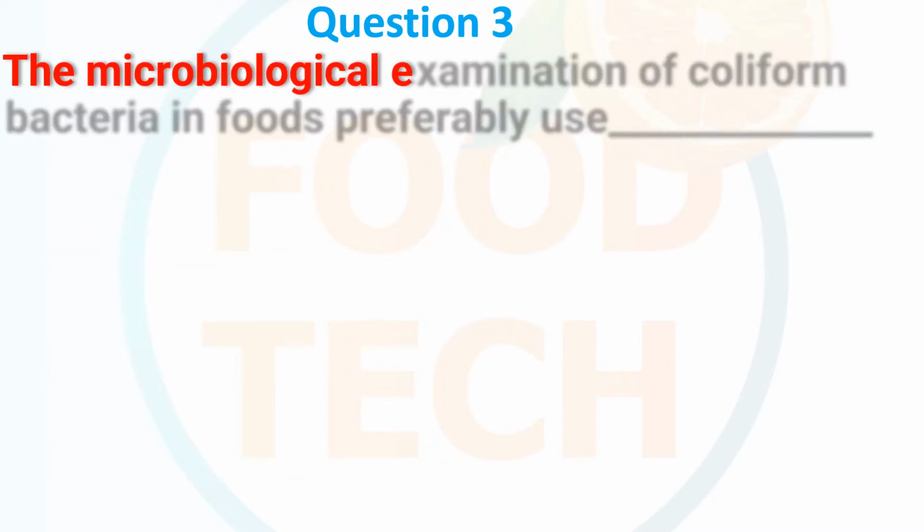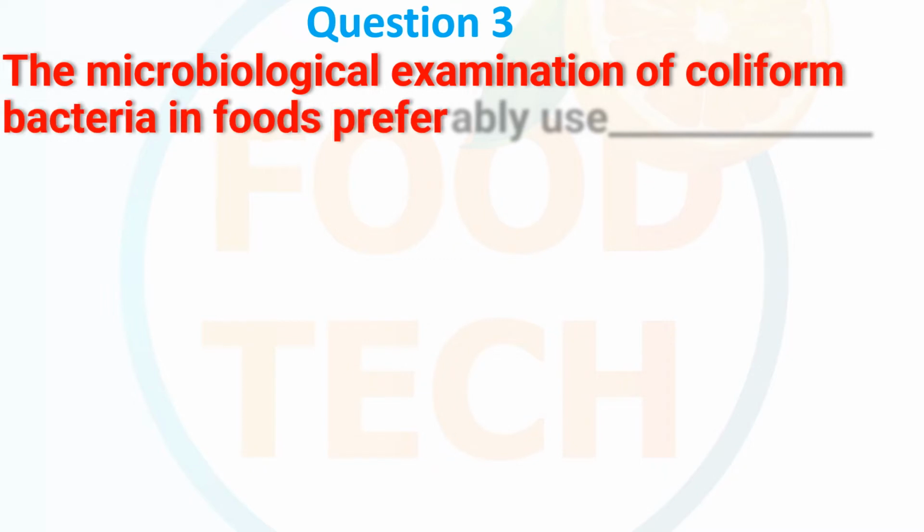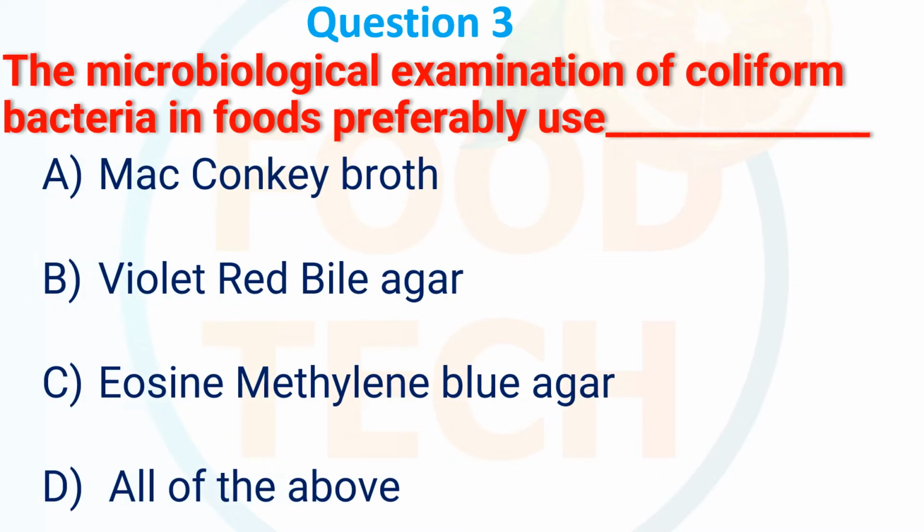The microbiological examination of coliform bacteria in food repeatedly uses A. MacConkey broth, B. Yellow red bile agar, C. Eosin methylene blue agar, D. All of the above. The answer is D.